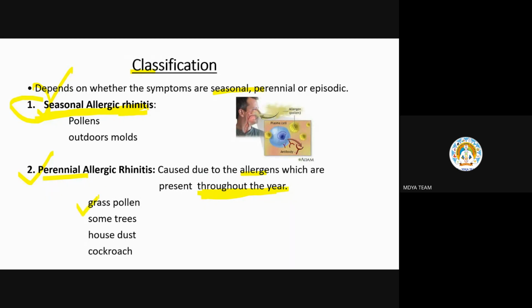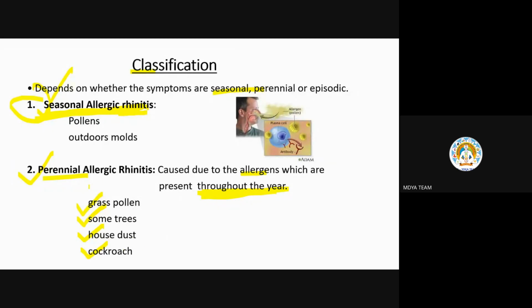Some examples are grass pollens and some trees which are there throughout the whole year. House dust could also be episodic, like sometimes it happens today, and we'll see the episodic one in the next slide. House dust also comes under that. Cockroaches too, throughout the whole year. Some people are allergic to cockroaches because they release some tiny particles.